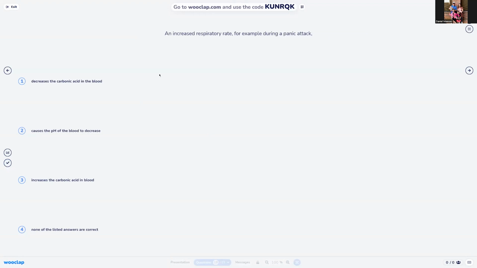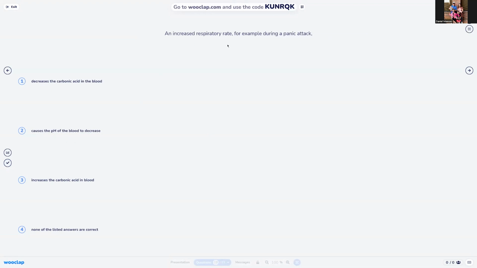An increase in respiratory rate, for example, during a panic attack. So hyperventilation. What would happen here? 1, there'd be a decrease in carbonic acid in the blood, causes the pH of the blood to decrease. 2, increases carbonic acid in the blood. 3, none of the other listed answers are correct. Which one could you rule out first if you're trying to think through this? Number 2, right? Number 2 causes pH.